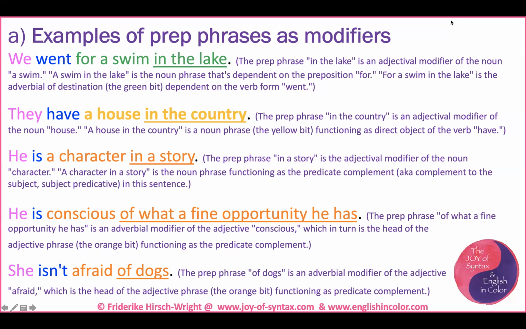What a fine opportunity he has is a noun clause, and it's governed by the preposition of, and the prepositional phrase of what a fine opportunity he has works as an adverbial modifier of the adjective conscious. And conscious plus its prepositional phrase is an adjective phrase functioning as clause element, as predicate complement to be precise.